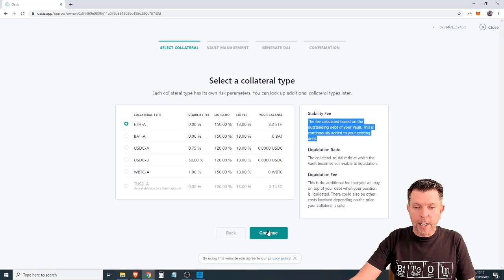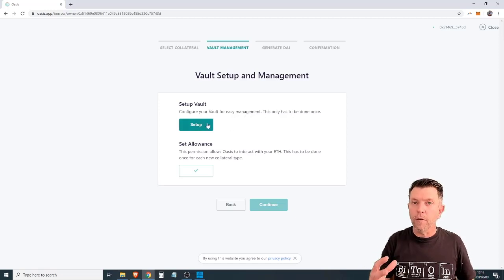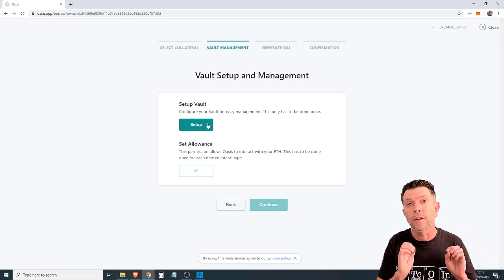Okay, so let's click continue. Set up the vault. So configure your vault for easy management. This only has to be done once. Once you have a vault, you can take a loan against it. You can add to it, make your loan bigger. You can make your loan smaller. You can pay off your loan and have that vault still stagnant with 0 loan.